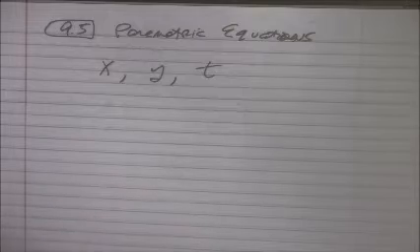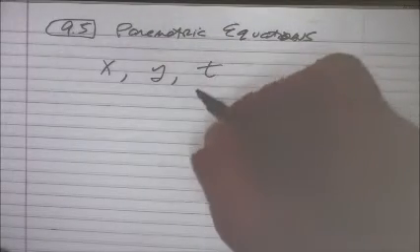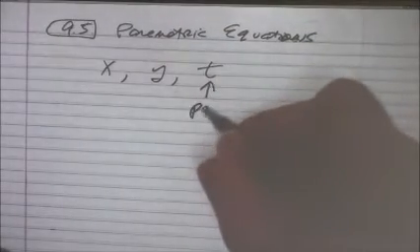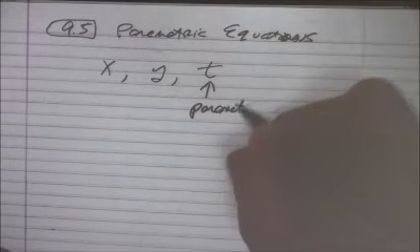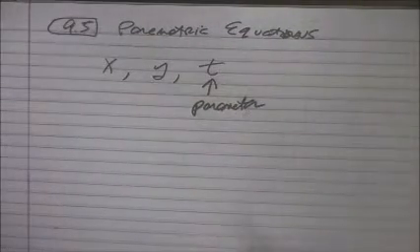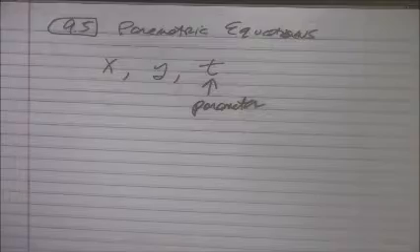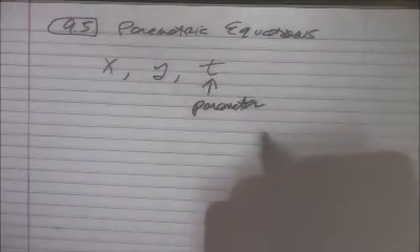Parametric equations. I suppose I should write so you can see it. So let's take x, y, and t. So this is called a parameter. Officially, it's a characteristic that helps to define or classify a certain system.